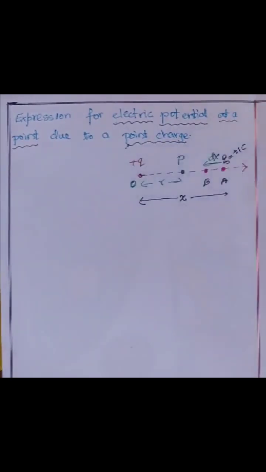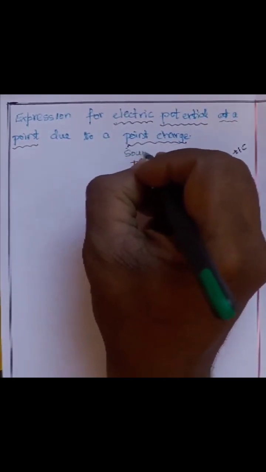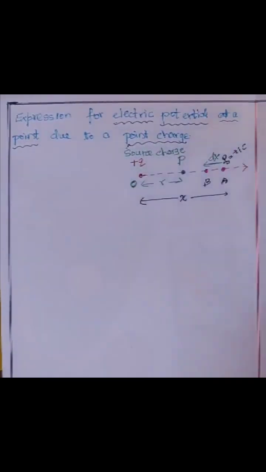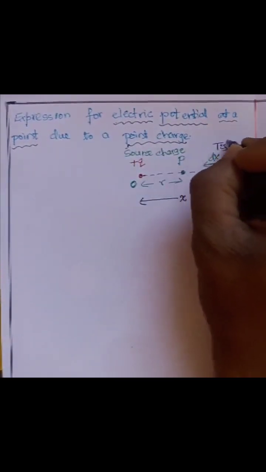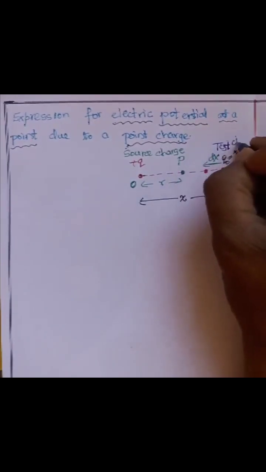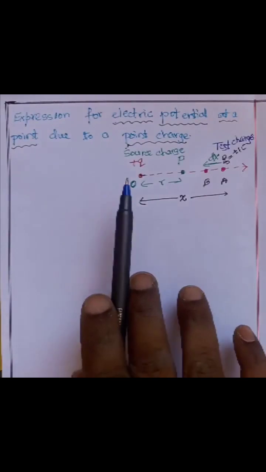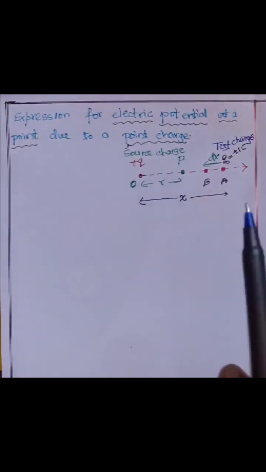Here, whatever we have taken, Q is the source charge, and Q naught is the test charge. So, Q is the source charge. Q naught is the test charge.